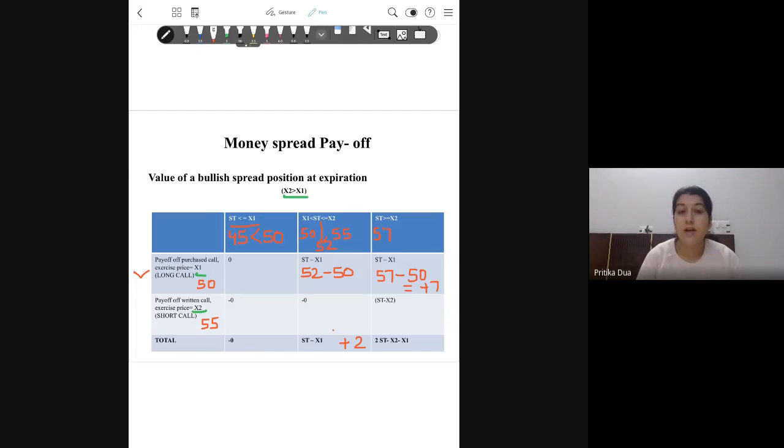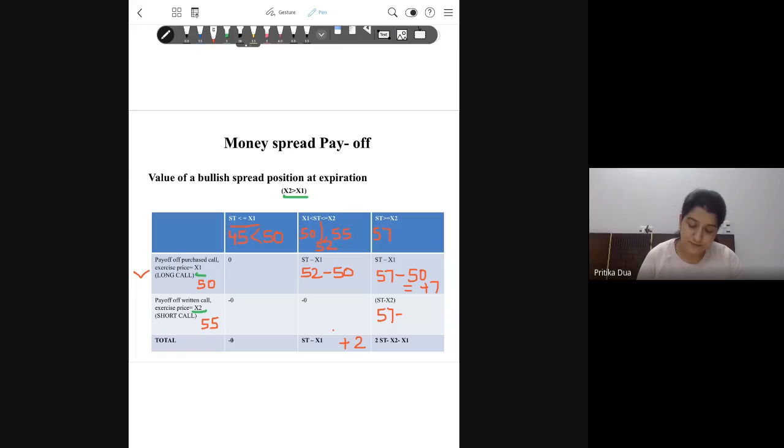While on the short call you are paying. You are incurring a loss because you will be selling the share at 55 rupees. So now this value will be minus 2. So your ultimate payoff in this case is plus 5. Which we can check also.